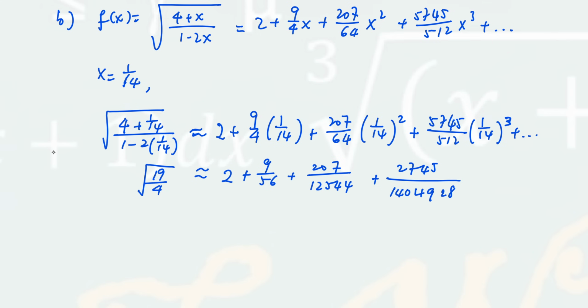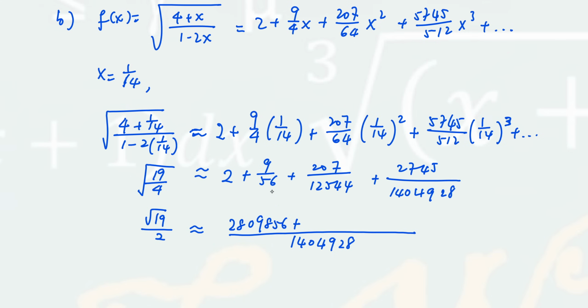Then now, this square root 19 over 4, I can change it into square root 19 divided by 2. Okay, and now here for the right side, since we need to get our final answer as the fraction, you have to make it all the same denominators. So I make it to 1404928 denominator. So that means now 2 multiplied with the denominator, so we get 2809856 plus 9 over 56 times 1404928.